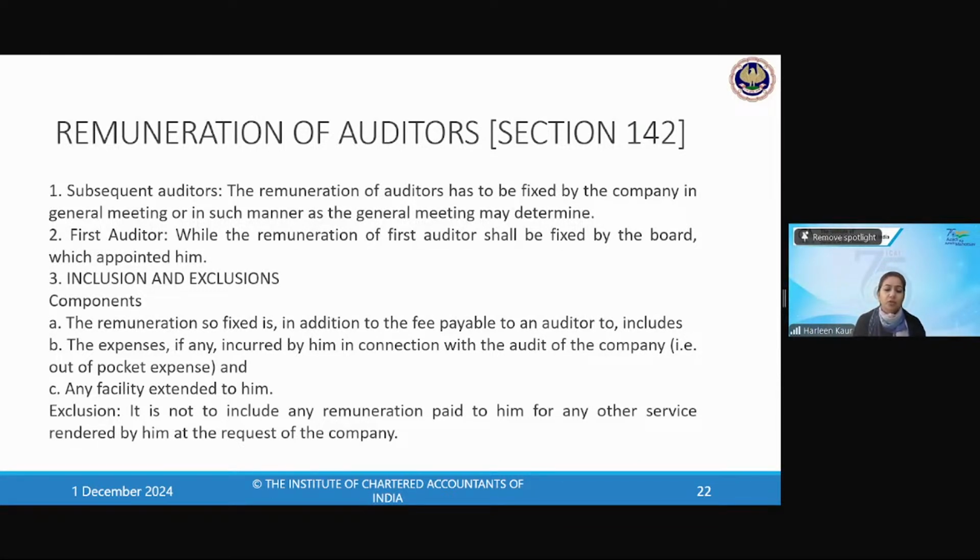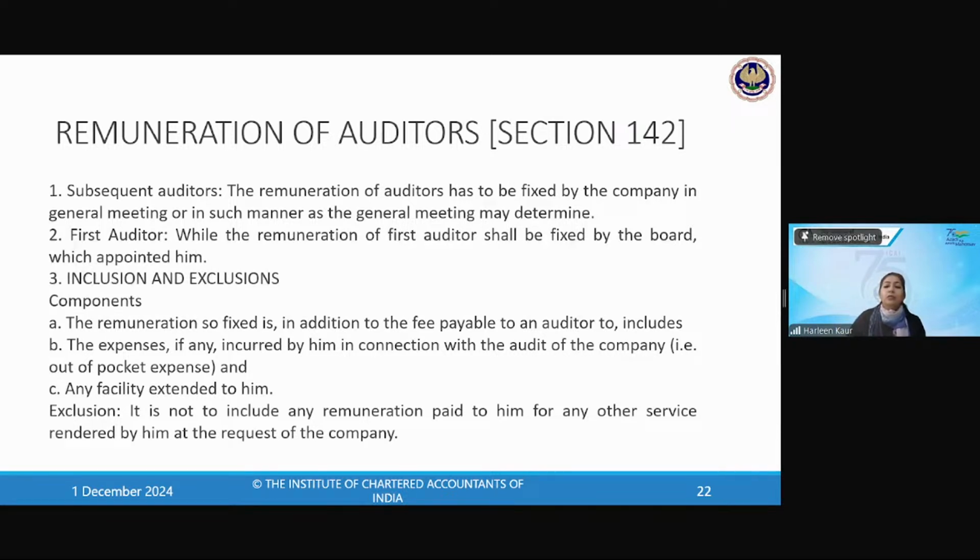The components are: remuneration shall be in addition to the fees that you are paying to the auditor. So whatever work he is doing for tax audit separately, it needs to be given to him. Expenses incurred in connection with the audit, out-of-pocket expenses incurred. So he had to take out certain printouts, go to the market, visit the client's place, or any kind of out-of-pocket expenses, meaning whatever he spent from his own pocket, reimbursement has to be given for that audit, and any other facility extended by him, any other work that he has done.